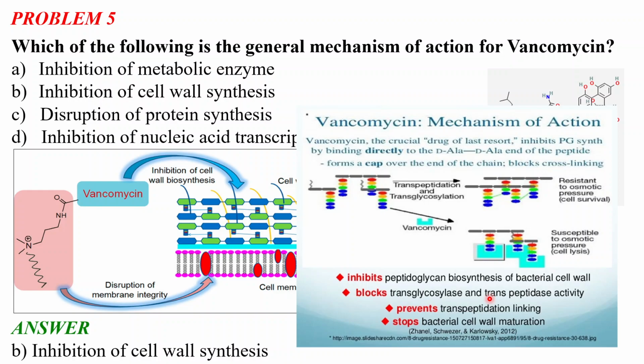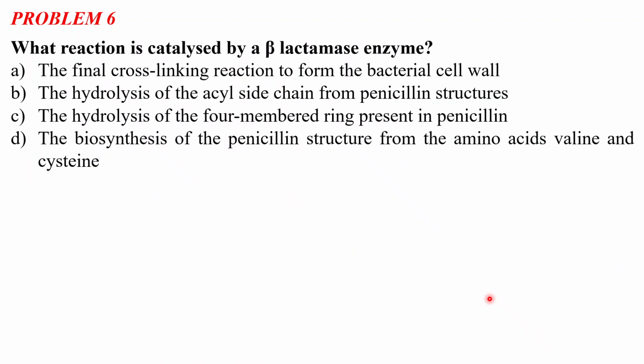So now I will move toward the next problem. Problem number 6 says, what is the reaction catalyzed by the beta lactamase enzyme? The options are: number A, the final cross linking reaction to form the bacterial cell wall; number B, the hydrolysis of the acyl side chain of penicillin structures; number C, the hydrolysis of the 4 member ring present in the penicillin; and number D, the biosynthesis of the penicillin structure from amino acid valine and cysteine.